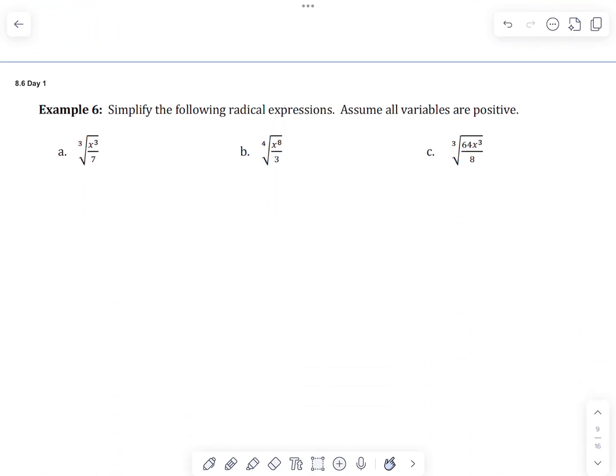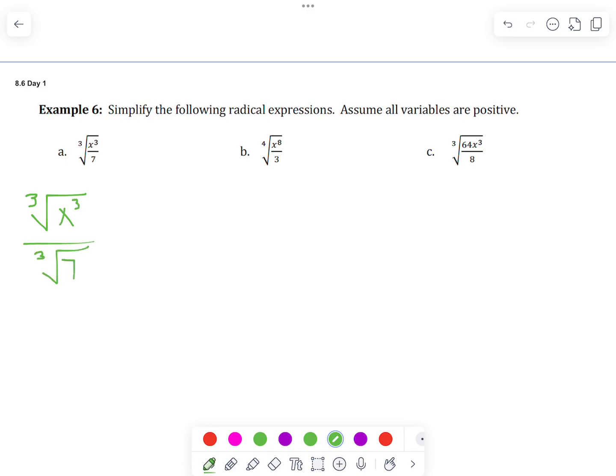We're going to use our quotient property. I'm going to separate into 2 radicals. And now notice what happens up in the numerator. In the numerator, the cube root of x cubed is x, and in the denominator, we just leave that alone.